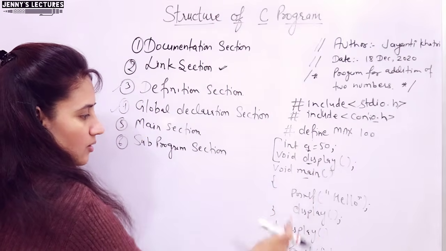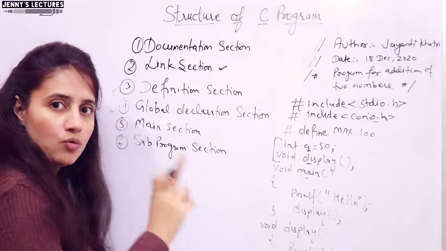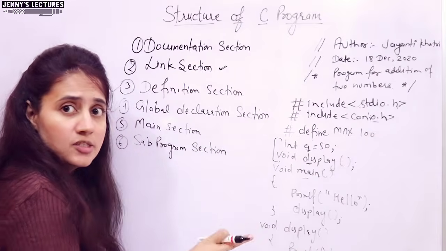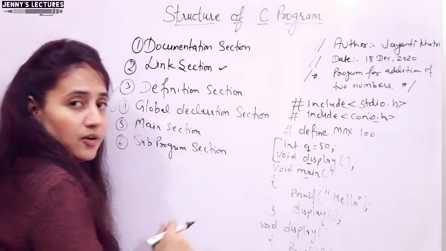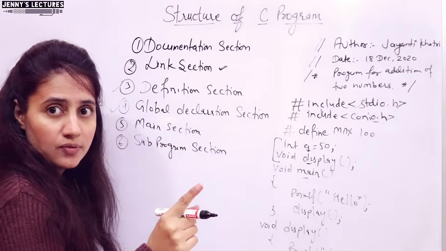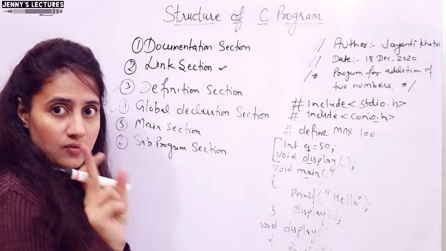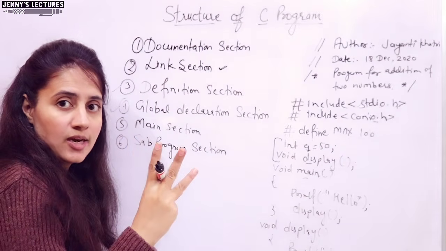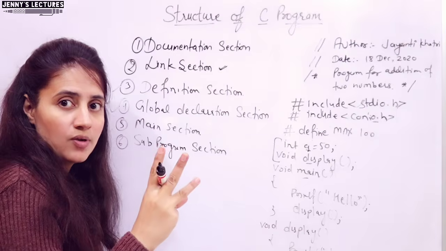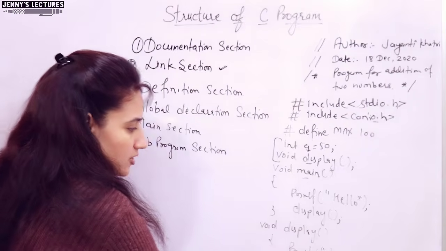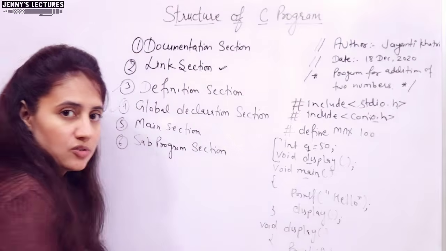After main we have the subprogram section. I have only one user defined function, that is display. Void display, this is the definition of this user defined function. This is the calling of this user defined function, and this is the declaration of this user defined function. 3 things are associated with a function. This also we'll discuss in detail. So in the definition we are just printing printf Jenny's lectures.